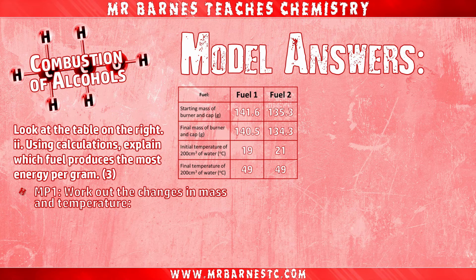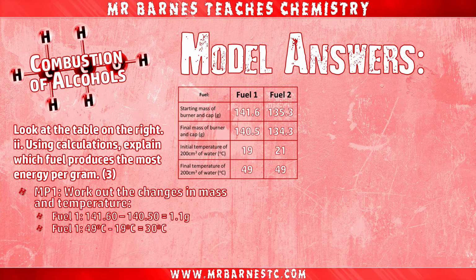So marking point 1, we need to work out both the change in mass and the change in temperature. So for fuel 1, it's 141.6, take away 140.5, which gives you a change in mass of 1.1 grams. Temperature-wise, it's 49 degrees to 19 degrees, so it's gone up by 30 degrees. For fuel 2, the change in mass is 135.3, take away 134.3, which gives me a change of 1 gram. And the temperature is from 49 to 21, so I've got a change of 28 degrees C.